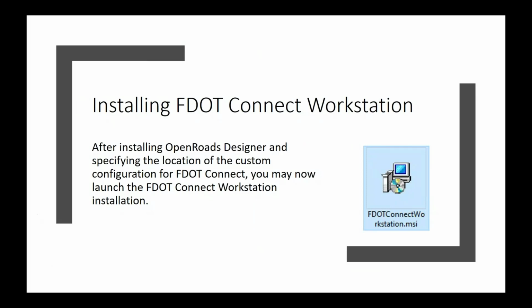And then after installing OpenRoads Designer and specifying the location of the custom configuration for FDOT Connect, which I'm repeating again, you can now launch the FDOT Connect workstation installation. During this installation, you're going to be asked for an install location, like we said, C:\FDOT Connect, but you'll also be prompted for a Worksets location. So FDOT Connect is going to want to know where your worksets are going to be, your projects. And like I said, Worksets is the new term for the projects folder.